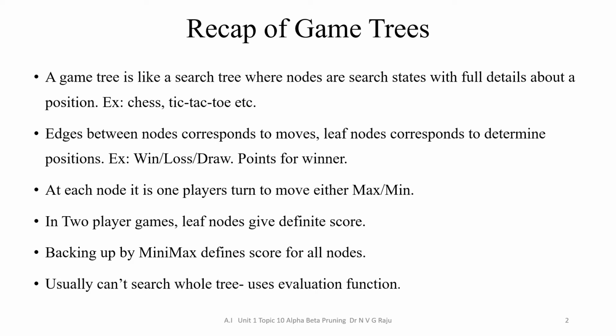At each node, it is one player's turn to move, either the max player or min player. In two-player games, leaf nodes give a definite score. Backing up by min-max defines the score of all nodes. Usually, we can't search the whole tree. We will use an evaluation function for that.